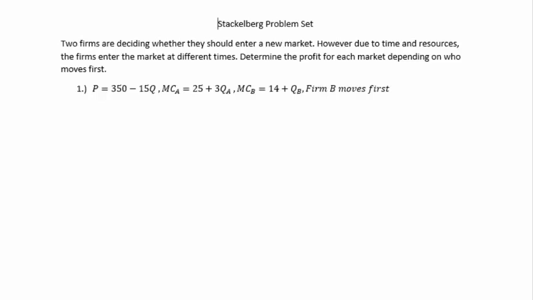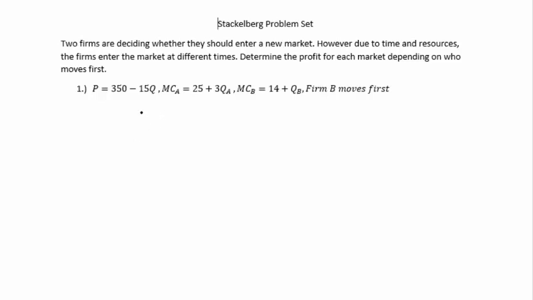So with Stackelberg, two firms enter the market to have oligopoly competition, but one firm enters first. As a result, the firm that enters the market first enjoys monopoly competition for a little bit before the market changes to an oligopoly. And this can have effects on the profit for each firm.